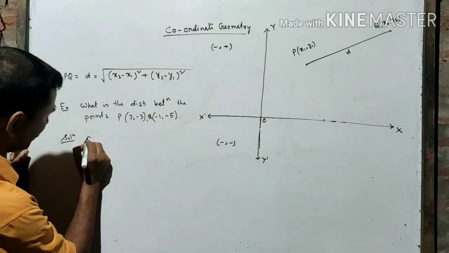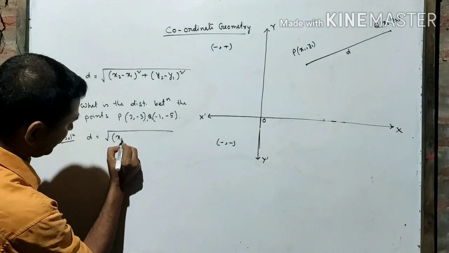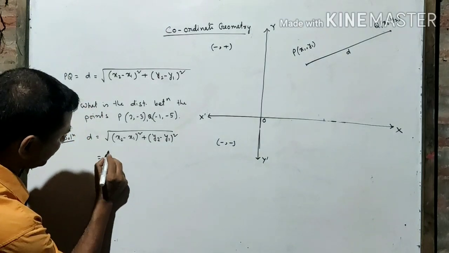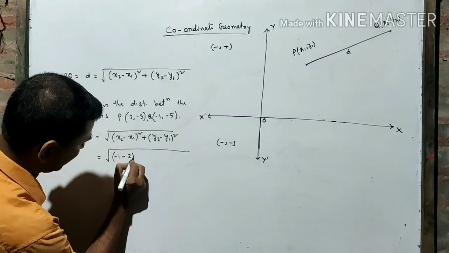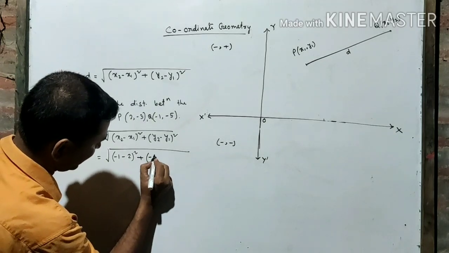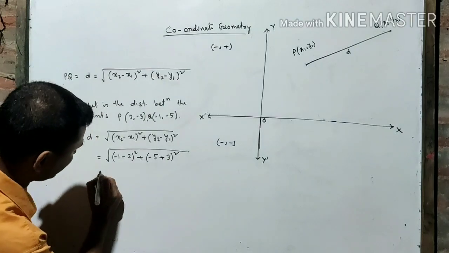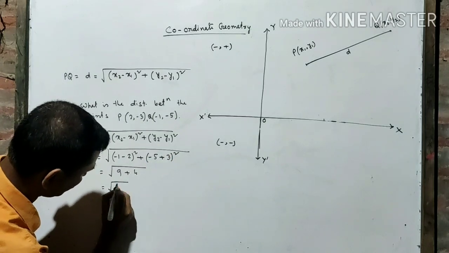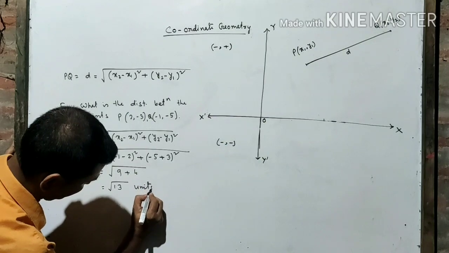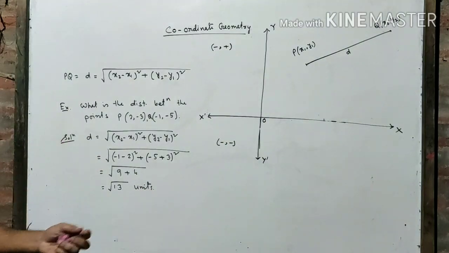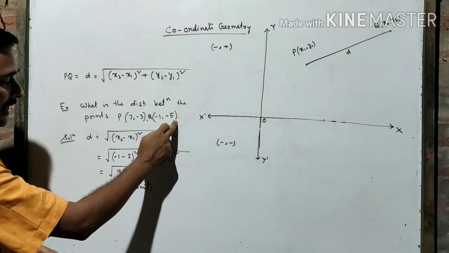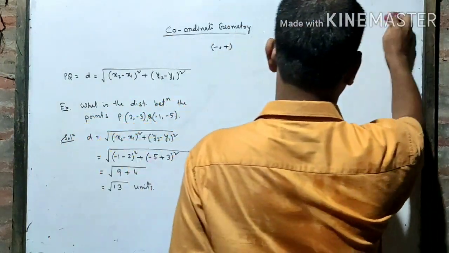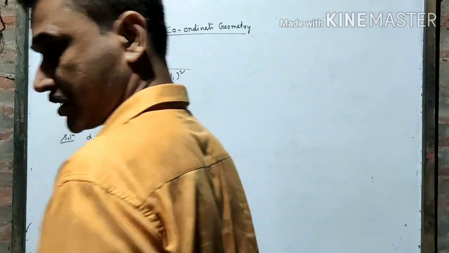Directly you write the formula. D is equal to under root (x2 minus x1) whole square plus (y2 minus y1) whole square. This is equal to under root (minus 1 minus 2) whole square plus (minus 5 minus minus, plus 3) whole square. This is equal to under root 9 plus minus 2 whole square is 4, equal to root 13 units. So we found the distance. Here x1, x2, y1, y2 are given and d is missing. We found d. In the same way, any one of the parameters may be missing and we can find that parameter.